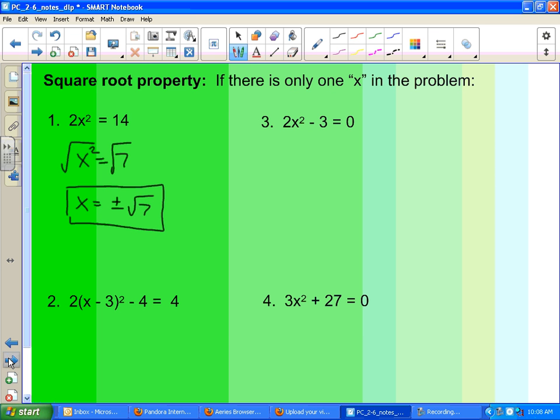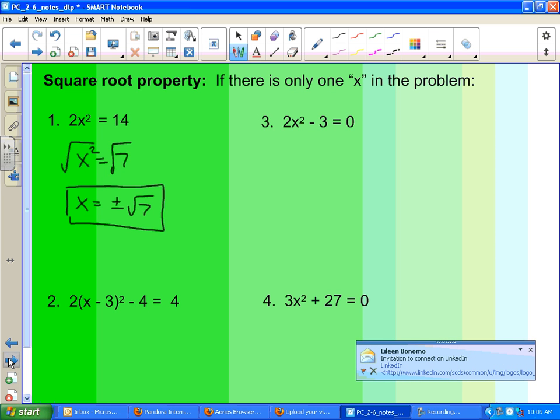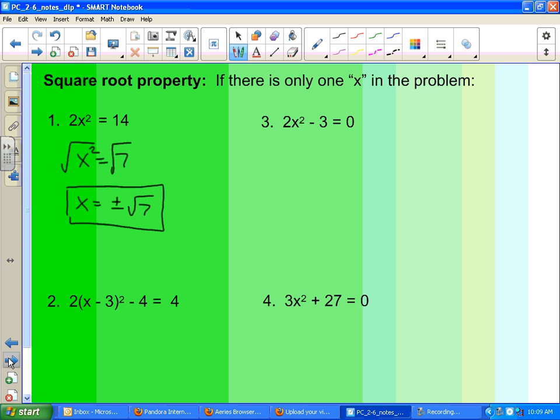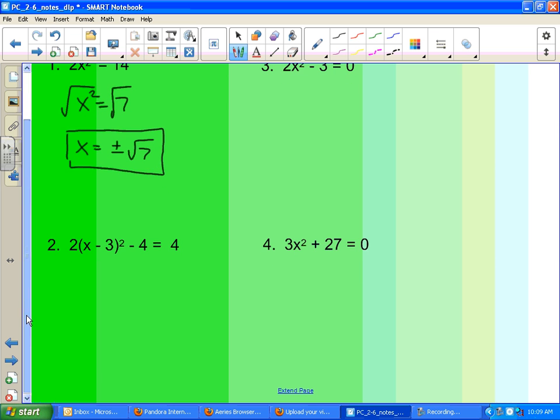Number 2, this is a unique one. There is an easier way to do number 2, and there is a more, not hard, but a longer way to do number 2. So what, again, I want you to recognize is, do you have a situation where you have some x squared value, and then there's no x value, and that's what is happening here for number 2. I can still use the square root property on this.